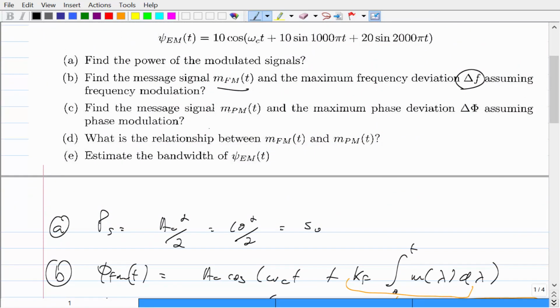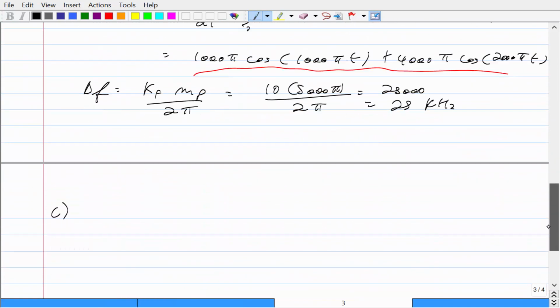Okay, so find the message signal, assuming it's phase modulated, and figure out what the maximum phase deviation is. So this we haven't covered before. I'm going to talk about it now, but you're not expected to know the phase deviation for the exam. I'm just going to do it because this question was asked several years ago. So I'm just going to do it just to be complete.